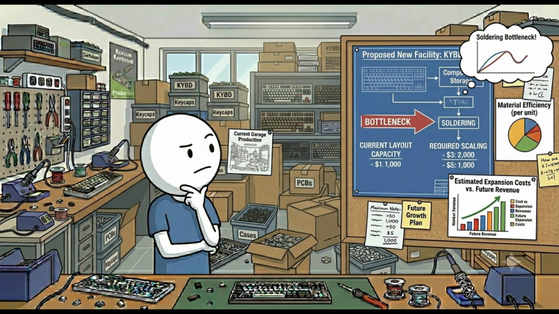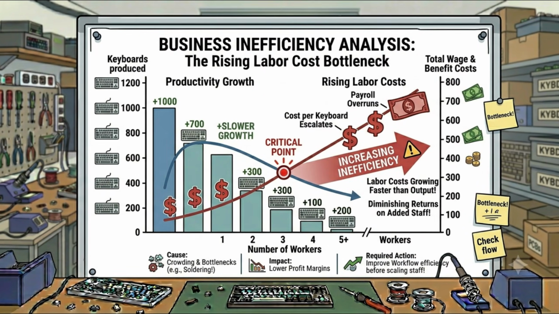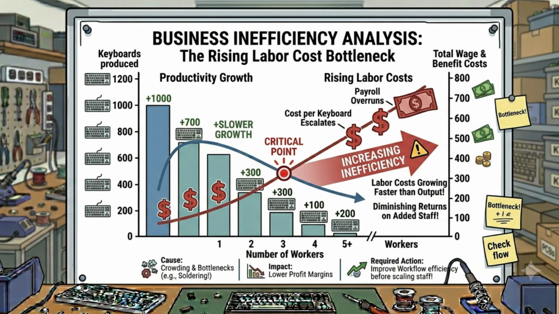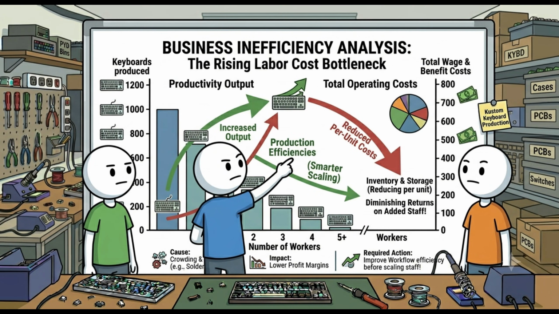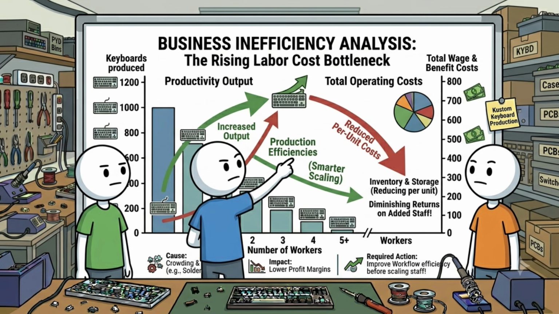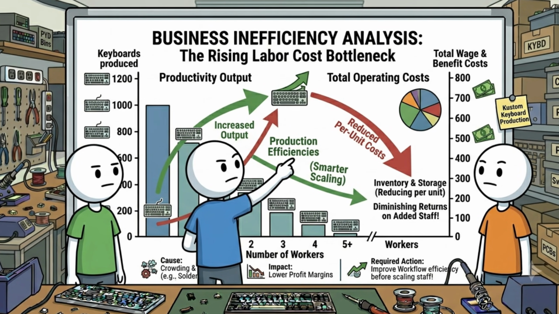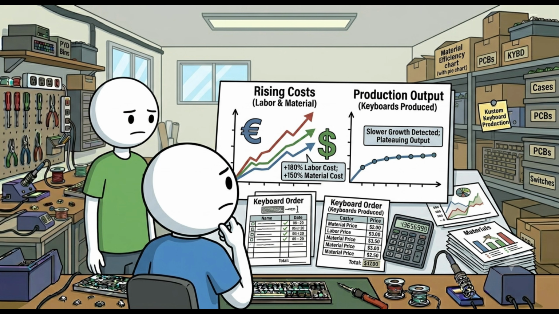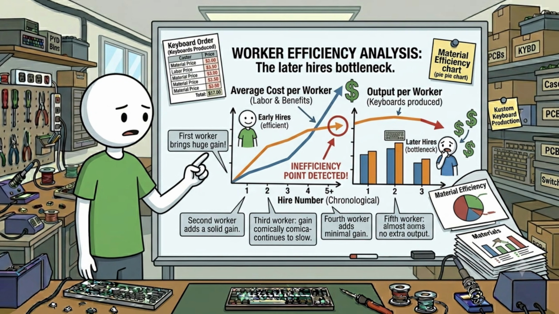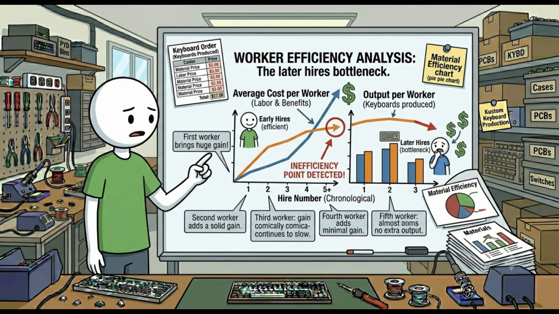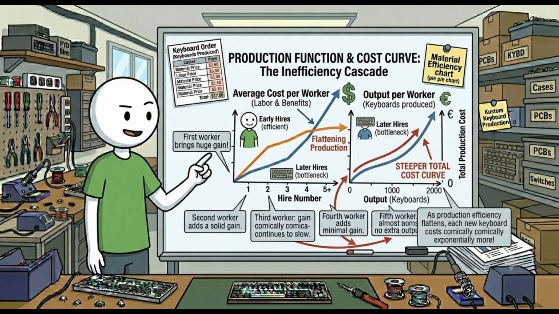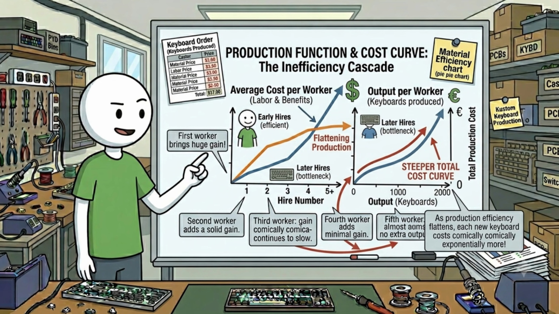To see this clearly, we look at the total cost curve. As the production function gets flatter due to diminishing marginal product, the total cost curve gets steeper. This happens because if each additional worker is producing less and less output, it becomes increasingly expensive to produce each additional keyboard. John is paying the same wage to the fifth worker as he is to the first, but he's getting much less output in return. This relationship between the physical reality of production and the financial reality of cost is the heartbeat of a business.